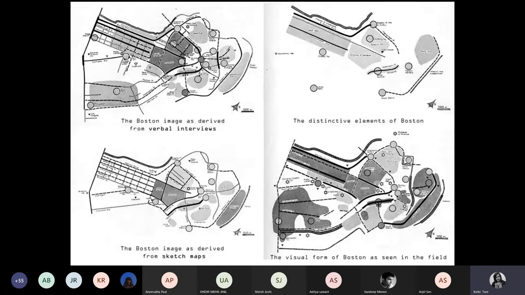So this is the case of Boston. If you can see on the right side, the bottom one, that is the visual form of Boston as seen in the field. So it was a map which was created with a lot of legibility by the professional expertise. And the other kind of map was derived from the verbal interviews. Okay, so there is a difference which one would see in terms of how a professional expertise would put down a map, and the way a person who is moving through the city would perceive this mental image. And the places which are identified are evoked by their personal memories, right? So there will always be a difference between that, and it would be so in a most practical sense always.